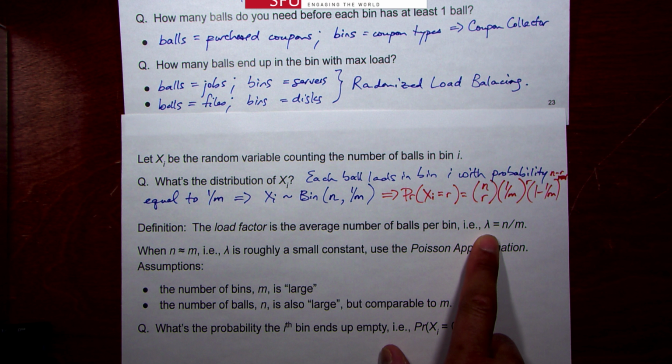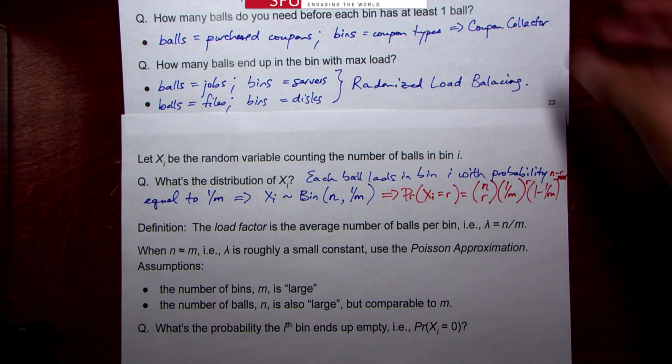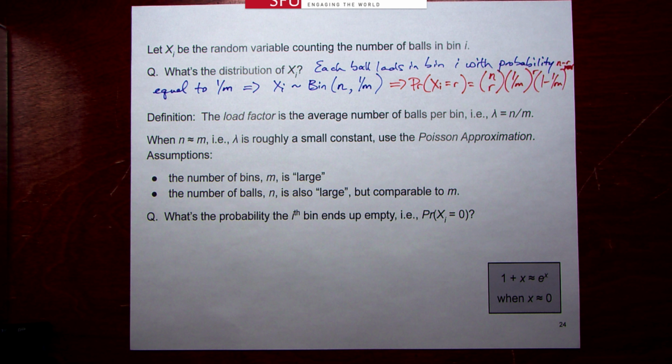So lambda equals n divided by m, right? That's the average number of balls per bin overall. You've tossed all the n balls in there. So when n is approximately m, lambda is roughly a small constant.